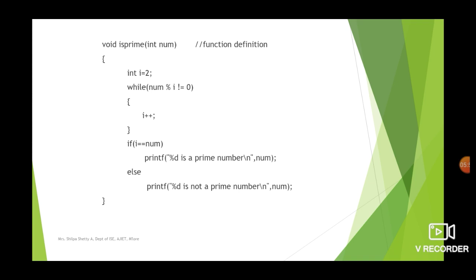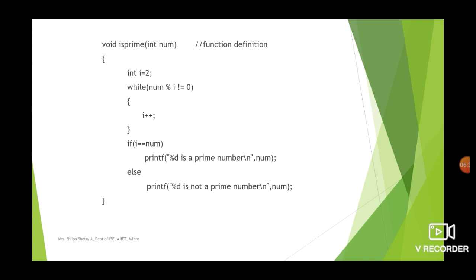So while num % I, num is the given number, the percentage operator is the division operator basically, but the result of this division is the remainder. So it's the modulus operator which returns the remainder after division. So if the number divided by I, where I is initially 2, is not equal to 0, that means the remainder is not 0, then the number is not divisible. So if the number is not divisible by I, then we start dividing with the next number. So I++.